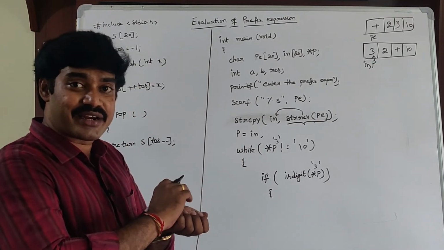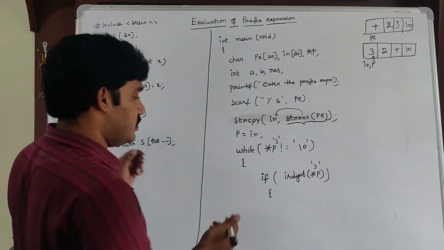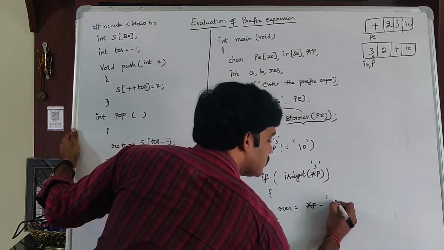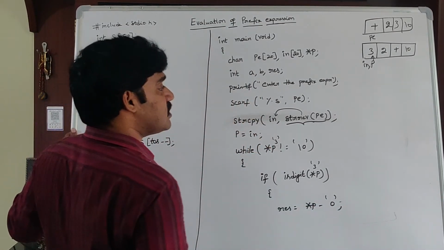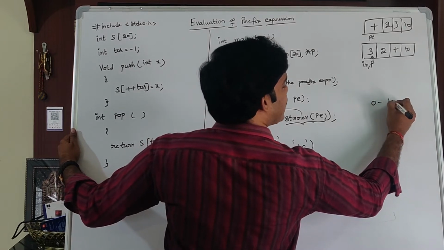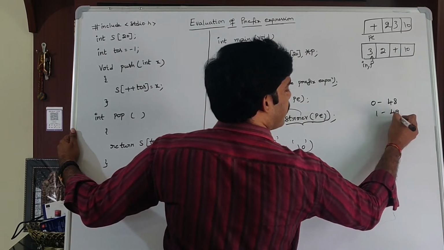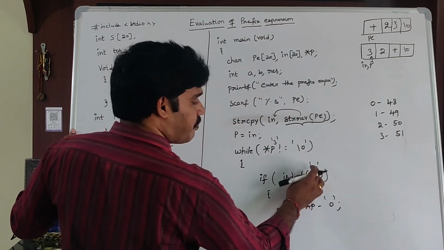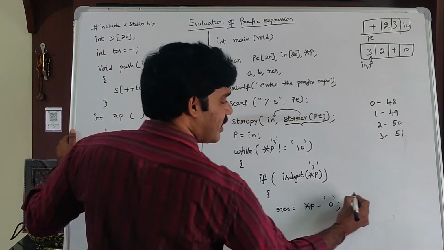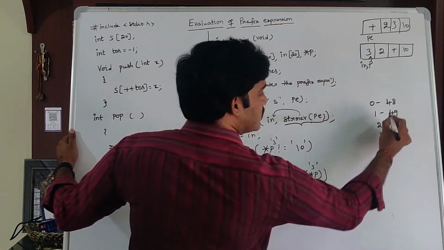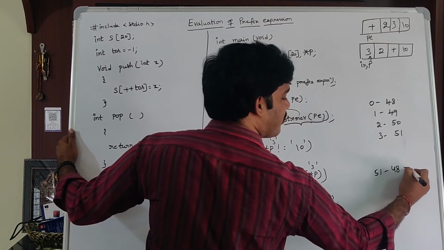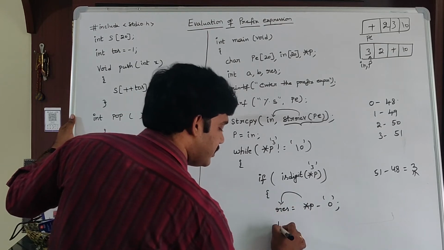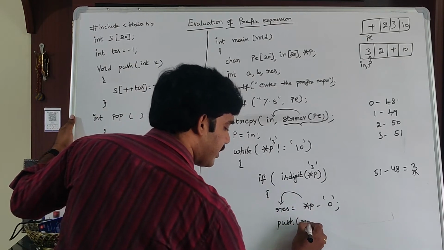But here 3 is not a digit, 3 is a character constant. How to convert the character 3 to the integer 3? Result is equal to star P minus character constant 0. Why? Because for character constant 0, what is the ASCII value? 48. For 1, 49. For 2, 50. For 3, 51. So star P is nothing but character constant 3. What is the ASCII value? 51 minus 0, ASCII value is 48. So 51 minus 48 is number 3, digit 3, that is stored into the variable result, push into the stack, push of result.